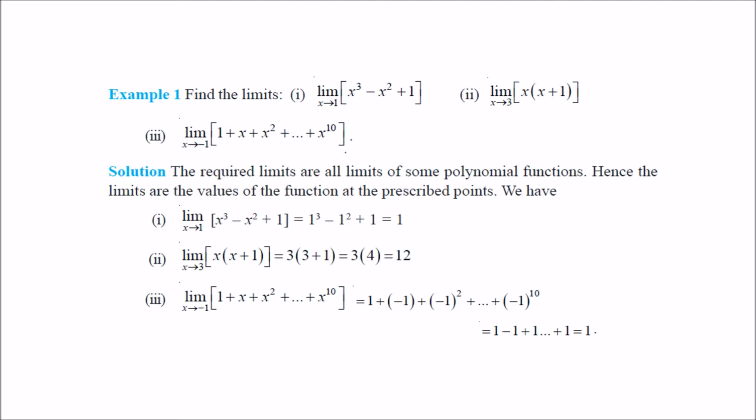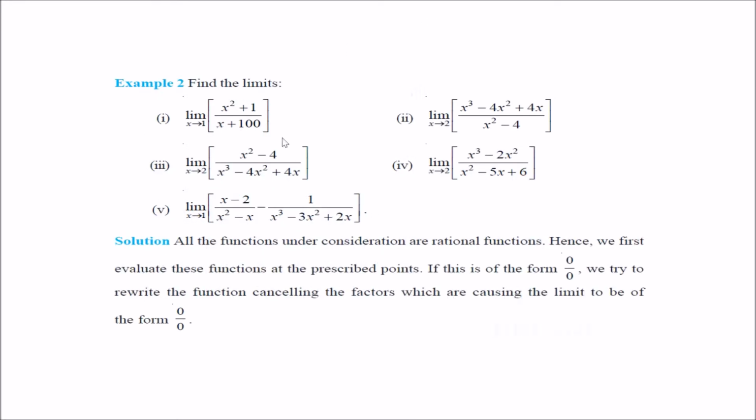So the example is like this. This is x cube minus x square plus 1. Take the limit individually, x tends to 1. So 1, 1, 1, you place it, you will get 1. Again, you can make it x square plus x, or take it like this only. Place x equal to 3: 3 into 3 plus 1, that will be 4, 4 into 3 is 12. How about this, x equal to minus 1? Just place minus 1 here and you will get the value as 1. All others will get cancelled.